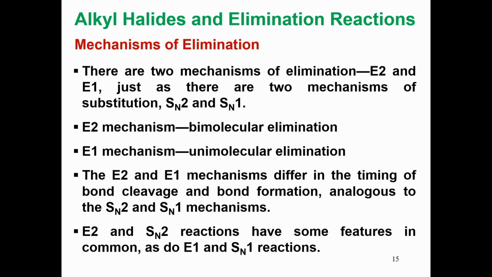Now we're talking about mechanisms in elimination reactions. In elimination reactions, we have two mechanisms, which are E1, which is similar to SN1, and E2, similar to SN2. The E2 mechanism is bimolecular elimination. SN2 is bimolecular substitution. E1 is unimolecular elimination. SN1 is unimolecular substitution.